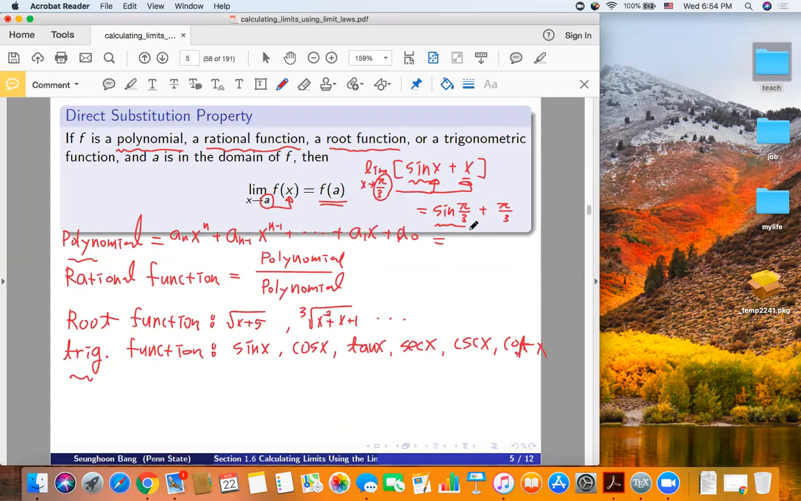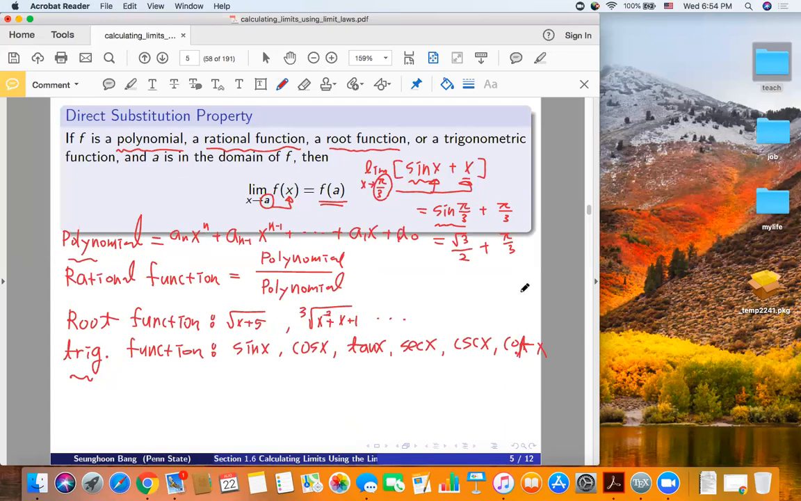Do you know sine pi over 3? One over 2? Yeah, sine 60 degree. So pi over 3 is sine 60 degree. So the answer is not 1 over 2. The answer is root 3 over 2 plus pi over 3. This is the final answer. Okay, this is the idea.